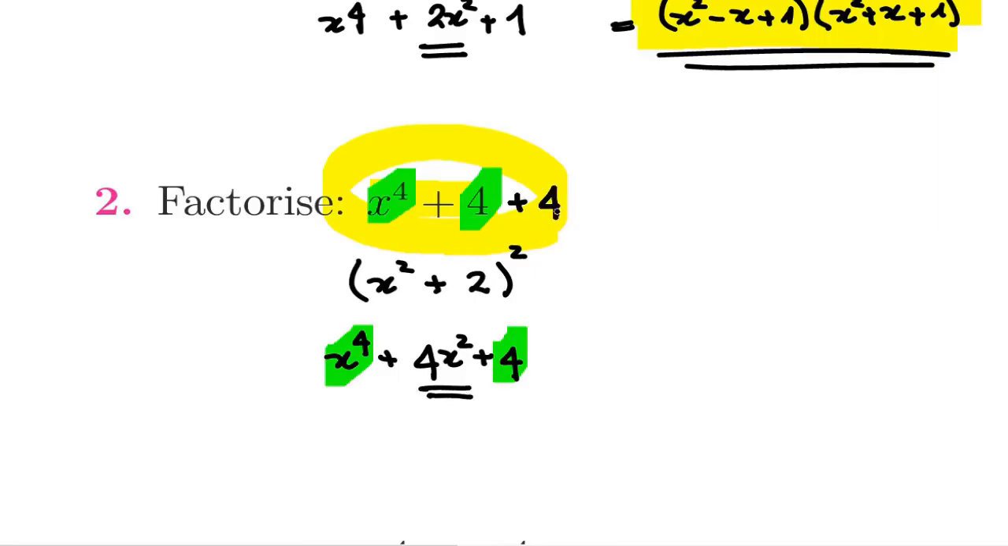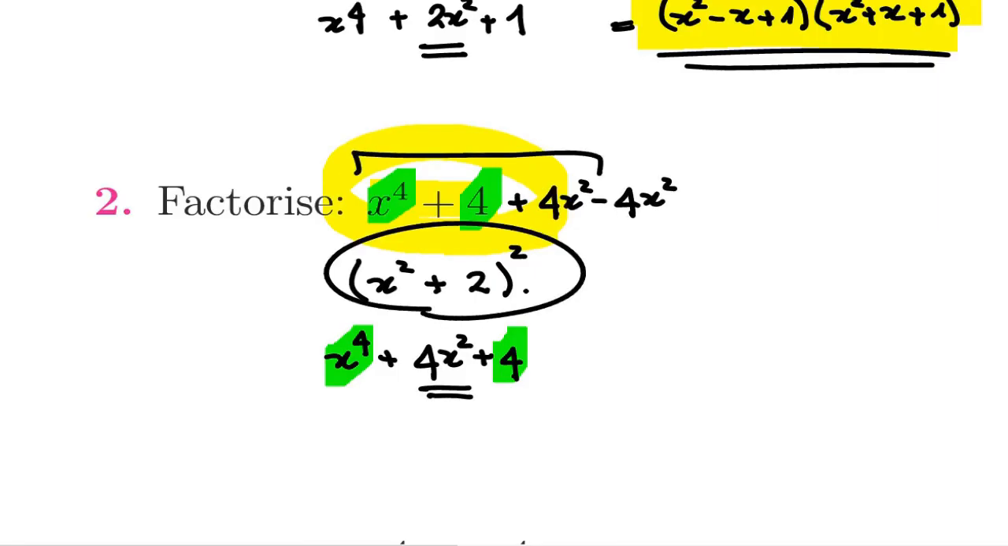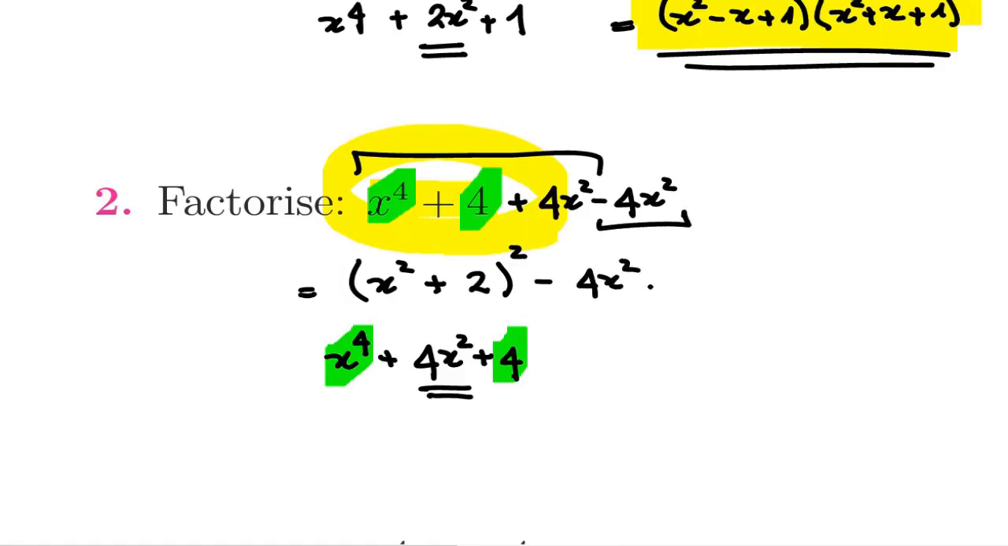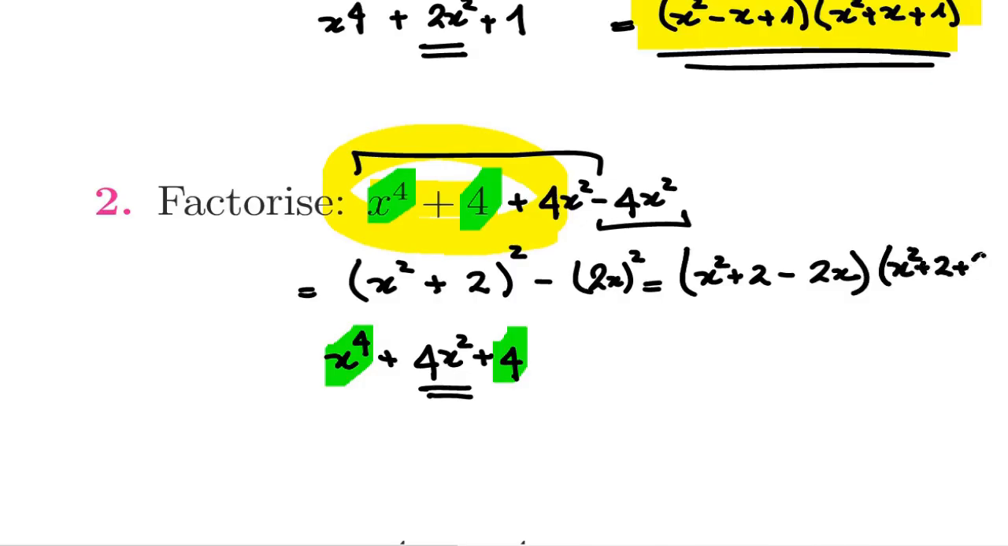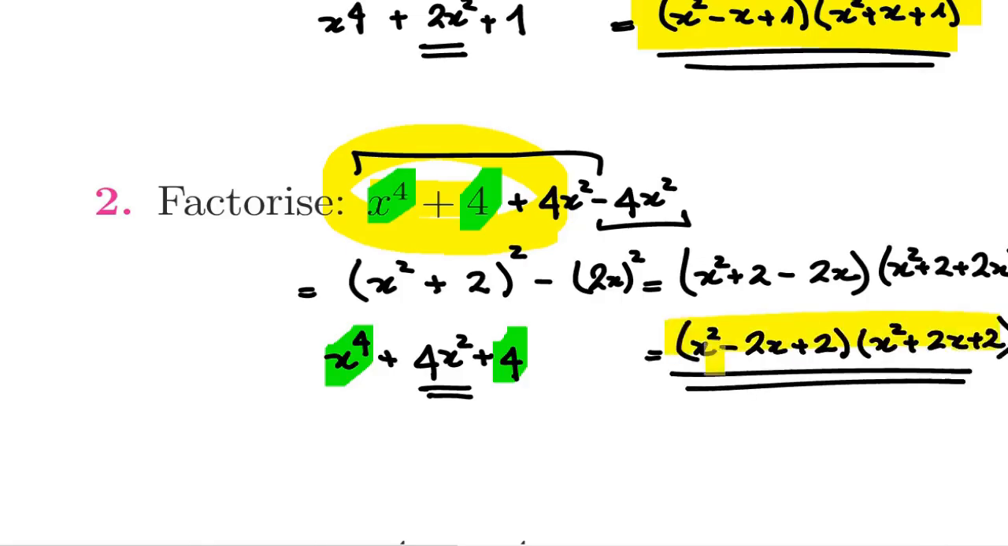4x squared. We add and subtract 4x squared here. This part is just like this. And minus 4x squared is right here. Now we can do the difference of squares. First minus second. And of course, we'll see this as the perfect square of 2x. And first plus second. Let's write this again in order of decreasing powers of x. X squared minus 2x plus 2, and x squared plus 2x plus 2. This is our answer.